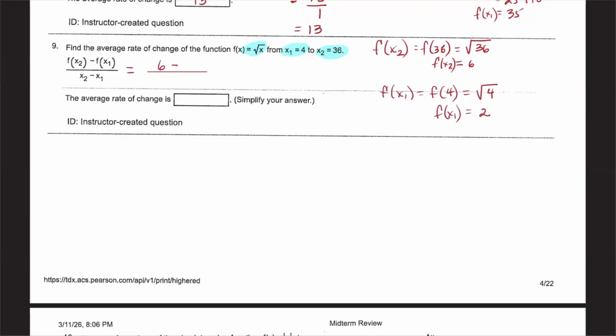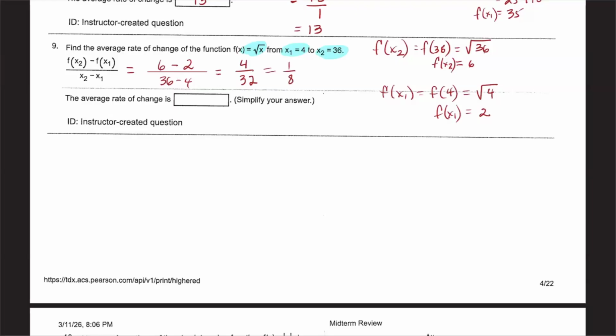So I'm going to place that in the formula. I have f of x2 minus, now I need a 2, over x2, which is 36, minus x1, which is 4. So let's see what happens here. You might need to use your calculator to simplify your fraction if you don't remember how to simplify fractions. 6 minus 2 is 4. 36 minus 4 is 32. All right, so that reduces to 1/8.